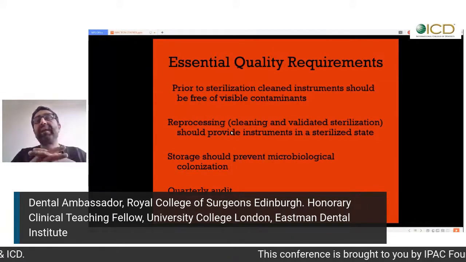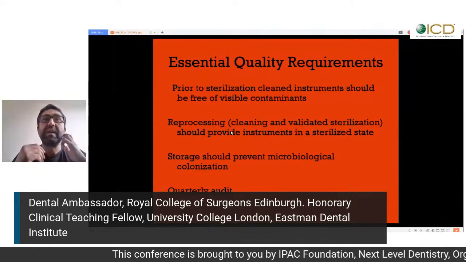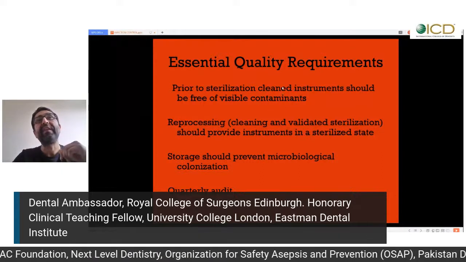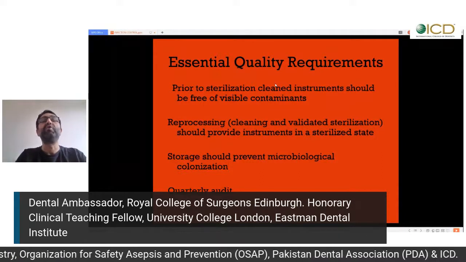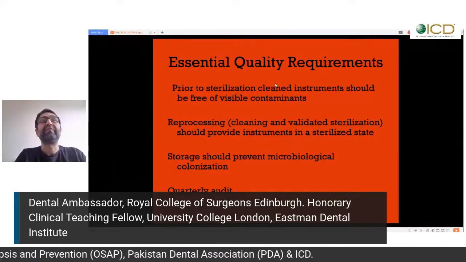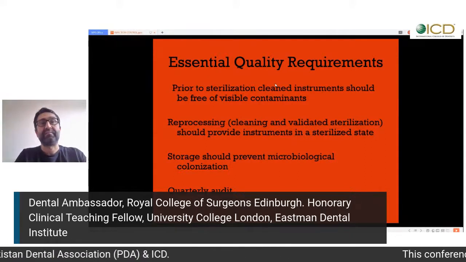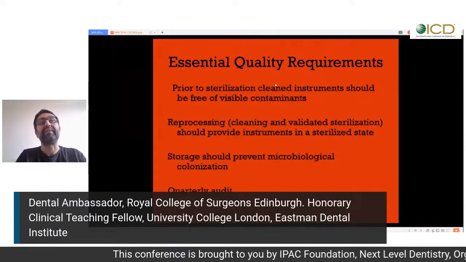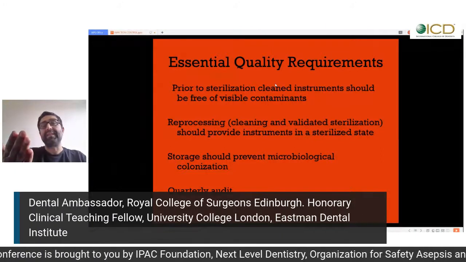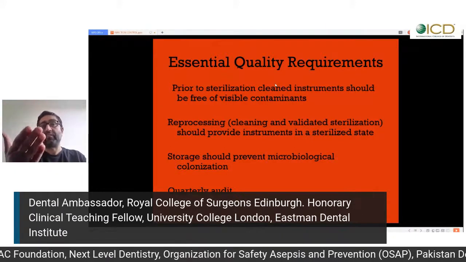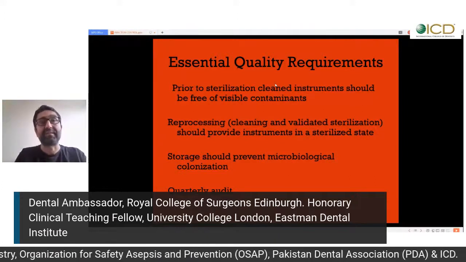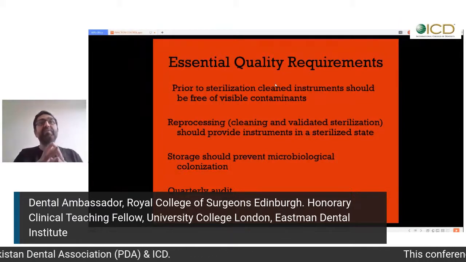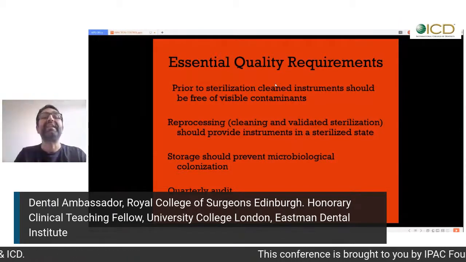What are the things that will make it essential quality requirements? Cleaning of instruments should be free of visible contaminants. Now, you need to start thinking in those terms: how can you be sure that they are free of visible contaminants? How sure have we been that they are free from all the visible contaminants? Well, visibility is, again, different for different people. If I look at it without my glasses, I may be blind as a bat. So visibility has to be qualitatively controlled.